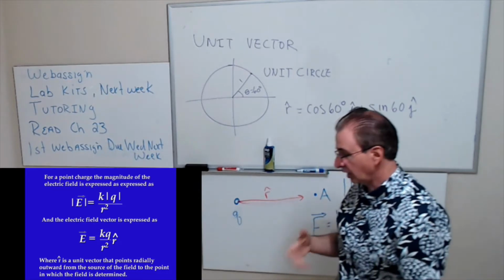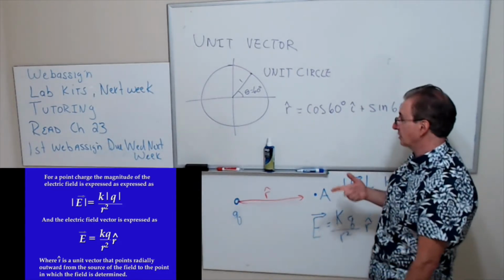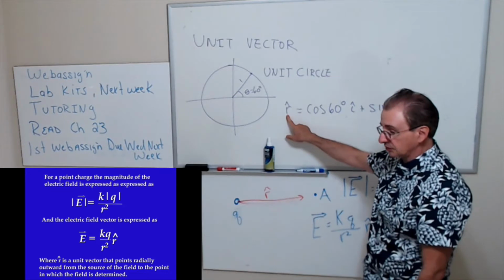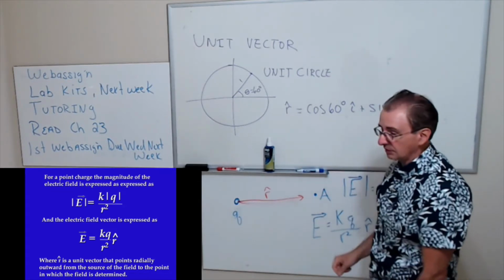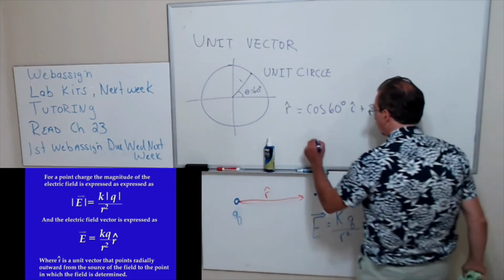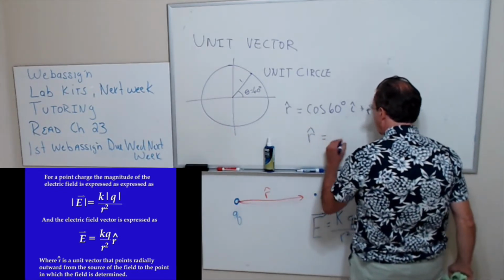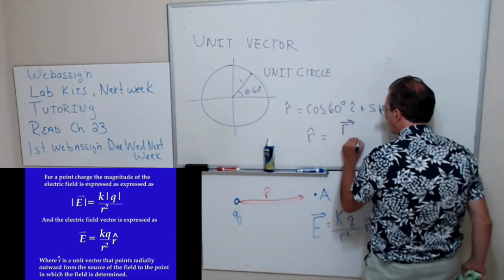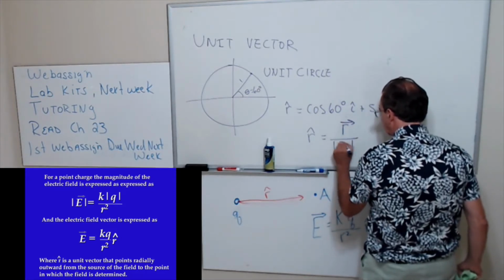One of the things that we're going to be doing a lot in problems this semester is determining what this unit vector is. So you have to know what it means and you have to know how to determine it. Another way to look at it is that a unit vector is the vector divided by its magnitude.